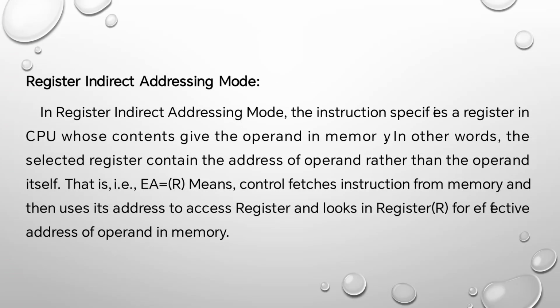Register indirect addressing mode. In register indirect addressing mode, the instruction specifies a register in the CPU whose contents give the address of the operand in memory. In other words, the selected register contains the address of the operand rather than the operand itself. That is, effective address is equal to R. That means the control fetches the instruction from memory and then uses its address field to access the register, and it looks in the register for the effective address of the operand in memory.